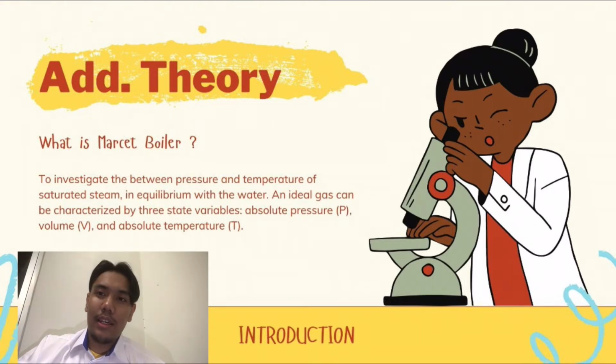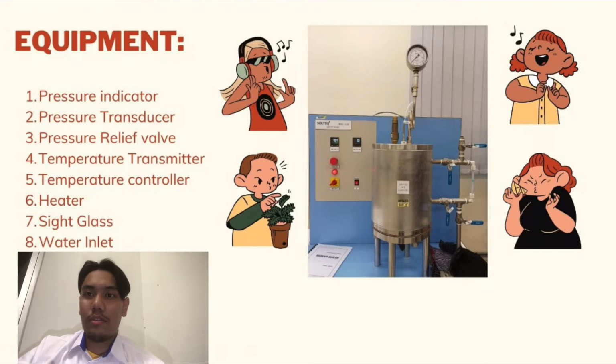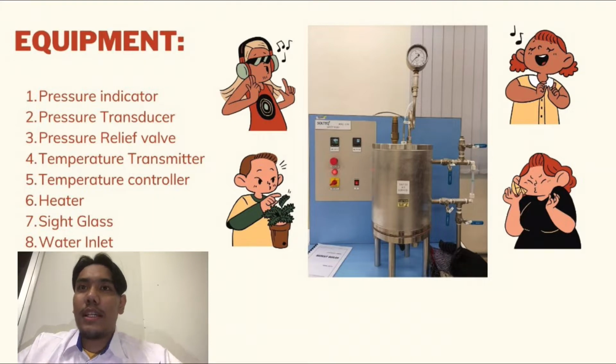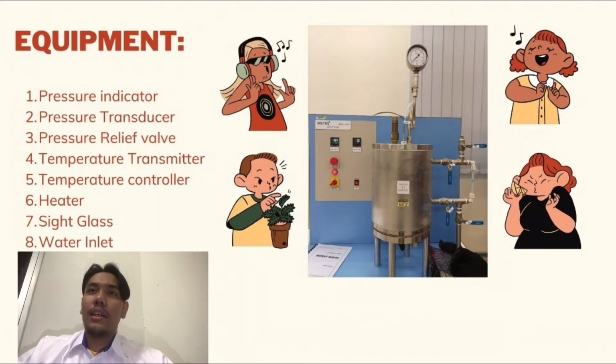For the equipment that we use for this experiment: first, pressure indicator. Second, pressure transducer. Third, pressure relief valve. Fourth, temperature transmitter. Fifth, temperature controller. Sixth, heater. Seventh, side blast. And lastly, the water inlet.